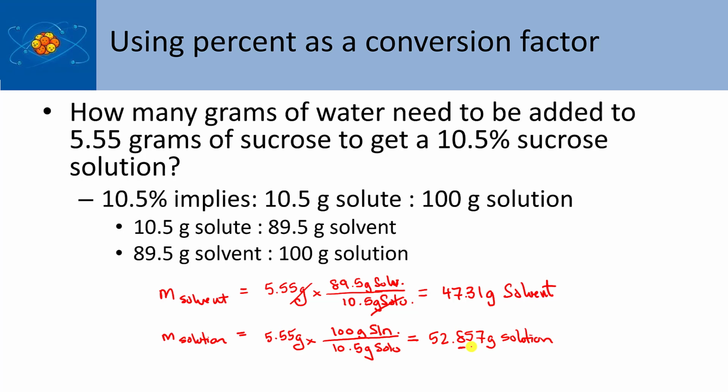Now, if you're curious, if you take the 5.55 grams and you add it to the 47.31 grams, this is the solute and this is the solvent, it adds up to 52.857. So a quick check on your work is always simply to take the mass of the solute and the solvent that you calculate and add them together, and those should be the mass of the solution.